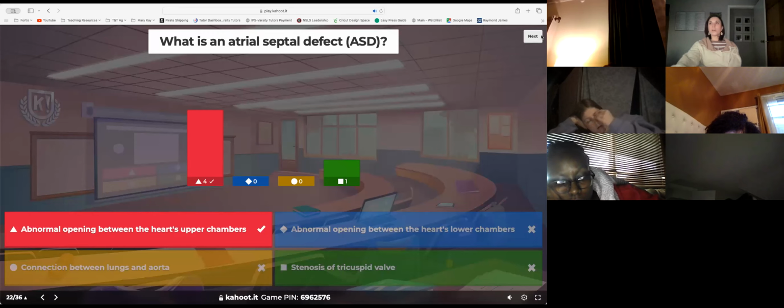Your atria are your top chambers because your A points up. So that's going to be an abnormal opening between the upper chambers. Your V points down, so that's your lower chambers. So a VSD would be an abnormal opening in the lower chambers.